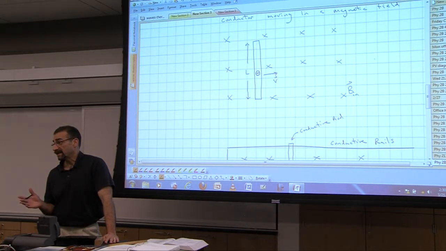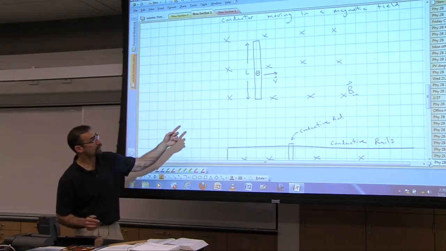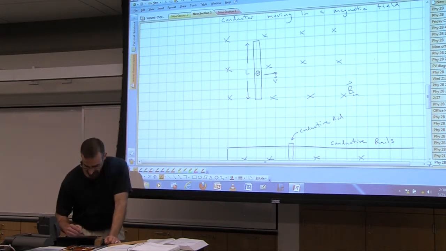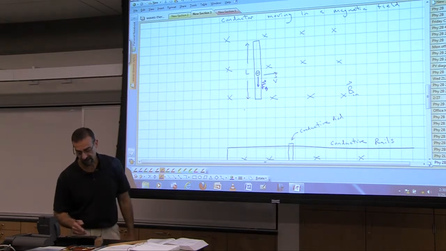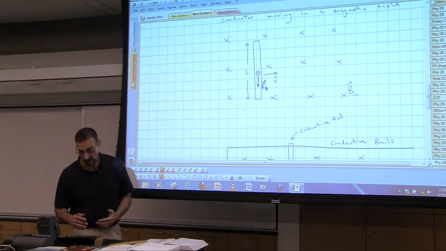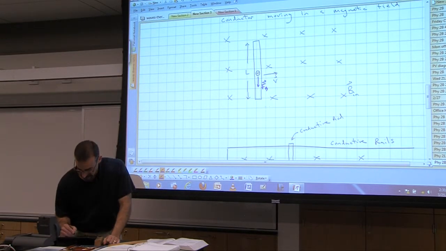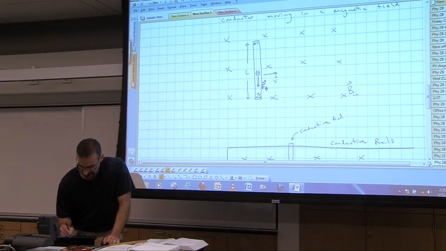It feels a force, doesn't it? A charged particle moving in a magnetic field feels a force, and on an electron the force would be toward the bottom of the page, down. That's the magnetic force, F sub B. A positive charge would feel a force up. Okay, so what happens? Electrons start to move to the bottom. I'll draw some electrons down here. And what happens when they move to the bottom? They leave some positives behind.